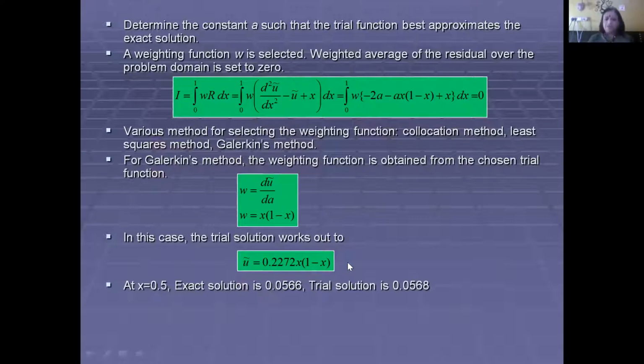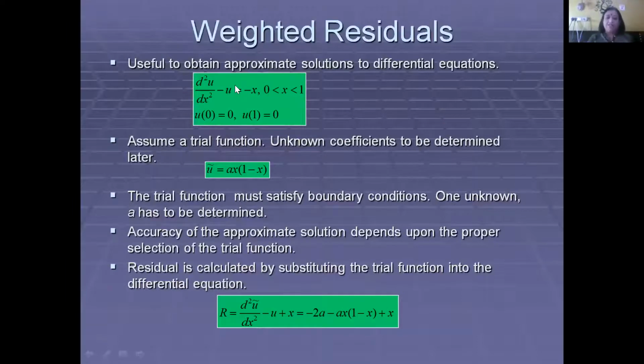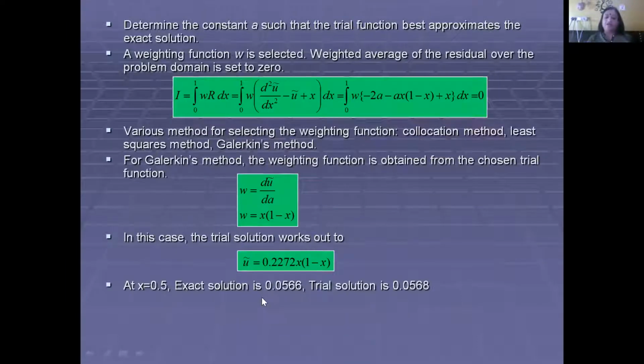Now, this is an approximate solution, and of course, there will be error. That is why in this particular case, I started with an equation which has an exact solution. If you evaluate this using the exact solution at x equal to 0.5, it comes out to be 0.0566. And instead, if you use this trial function, you get 0.0568. Is this acceptable? It's the fourth place of decimal. So probably for most problems, this is an acceptable solution.